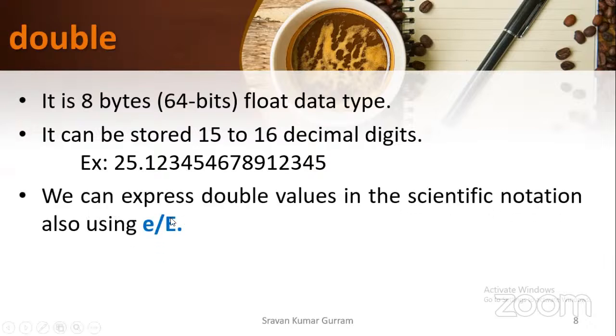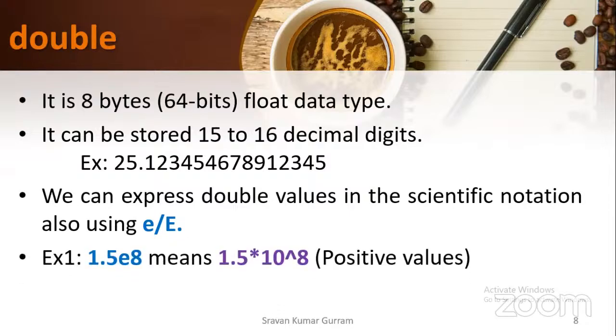And one more important point, we can express double values in scientific notation also, using lowercase e or capital E. Meaning, suppose you want to write 1.5 into 10 to the power of 8, you can express the same value in scientific notation. The format is 1.5, the same value, but in place of 10 to the power of 8, you write e power 8. That's it. This is called scientific notation. 1.5e8 means 1.5 into 10 to the power of 8. Right?